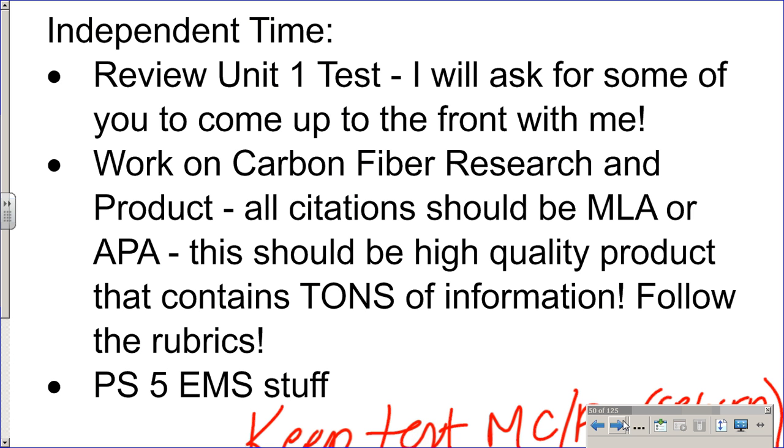But Problem Set 5 has 2 pieces to it. EMS stuff we learned about yesterday and today, and then electron configurations, which we're talking about tomorrow. So you're only going to be able to do about half to 3/4 of the problem set. So make sure that you don't try to do things where you have no idea what you're doing.